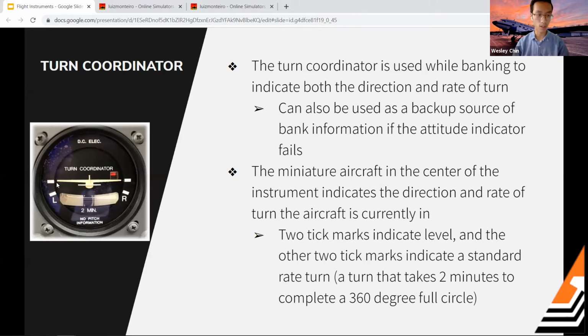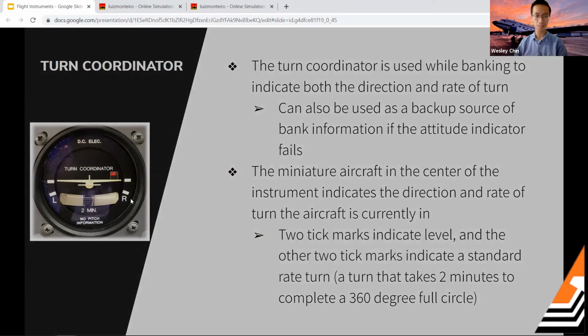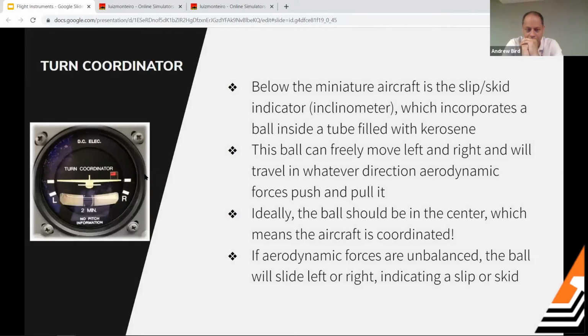So we've got 2 tick marks on the outer rim. These are for wings level. And over here, left and right, that's for your standard rate turn. A standard rate turn is basically you're turning 3 degrees every second, or 2 minutes to complete a full 360-degree circle. Below that airplane, we've got an inclinometer, or your slip skid indicator.